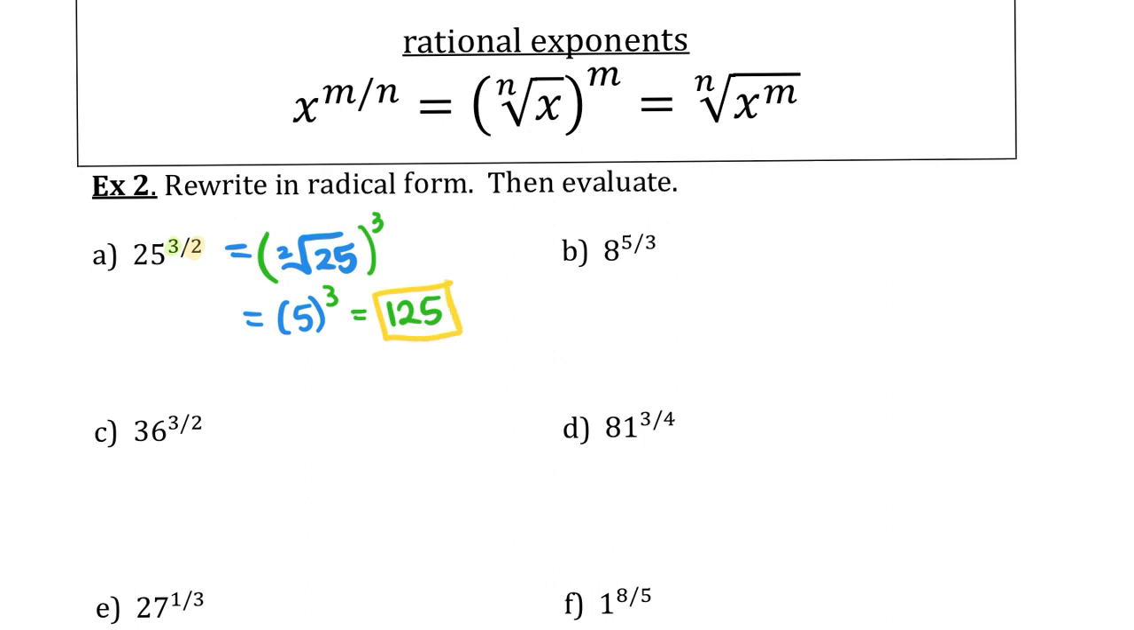Okay, let's try B. It's 8 to the 5/3. Because my exponent is a fraction, immediately I think root. What's the index of the root? The bottom number is your index. So this is going to be the third root of 8. After I get the root, I'm going to raise it to the 5th power. What's the third root of 8? It is 2 because 2 times 2 times 2 is 8, and then raise it to the 5th power. 2 times 2 is 4. 8 times 4 is 32.